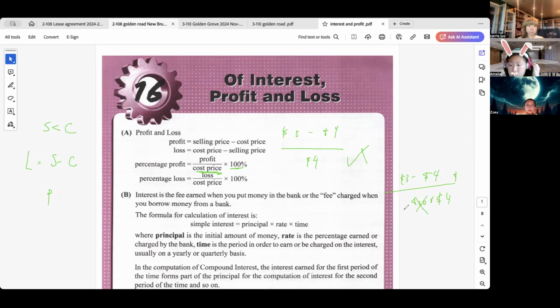You're not listening. Okay, so Zoe, what is your answer? Divided by 3? No, divided by what? Divided by 4. Okay, so I'm going to do it again.